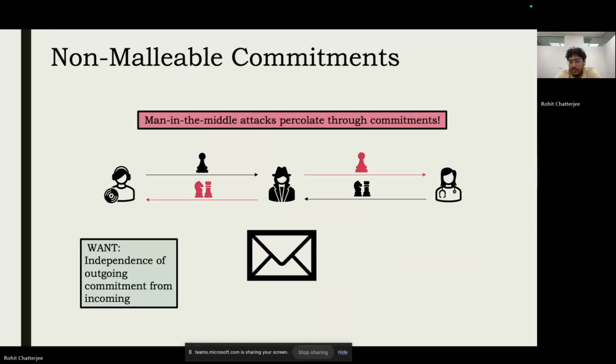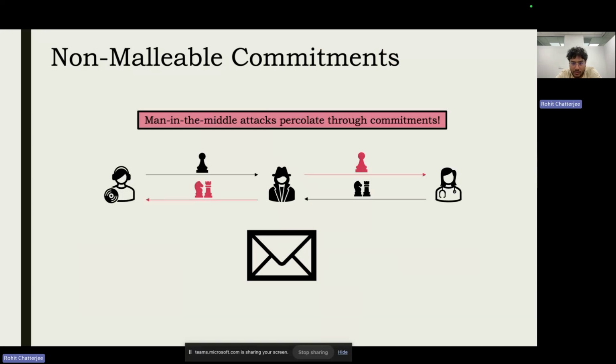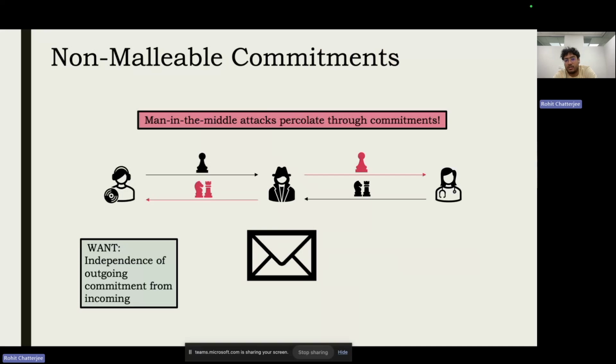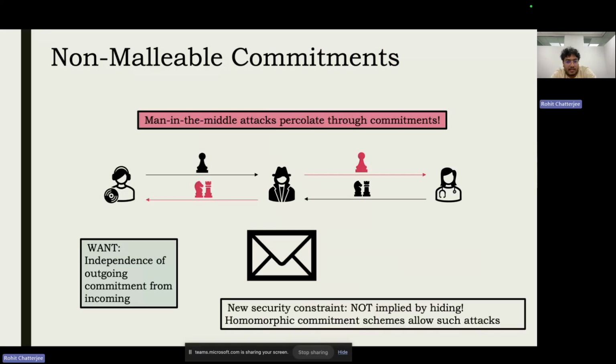So really, this is breaking down because I'm able to relate the different commitments. So basically here the envelope captures the cryptographic notion of a commitment where I can't really see the moves, right? But that does nothing to my ability to just send on these moves as if they were mine. So really the property that would protect against this is an independence of my outgoing commitments from the incoming ones that I receive. And this is the security property that I really want. And it's crucial to note that this is not implied by hiding, right? Hiding for the commitment really does nothing against this sort of man-in-the-middle attack.